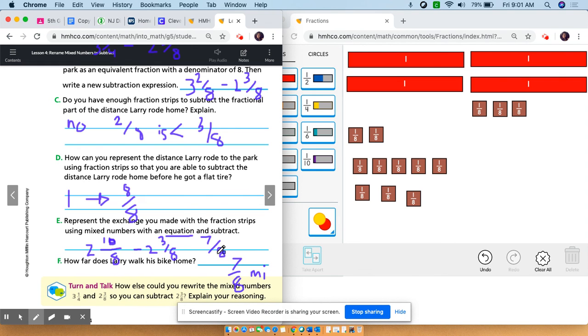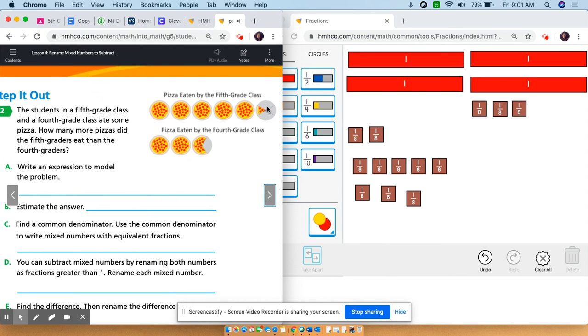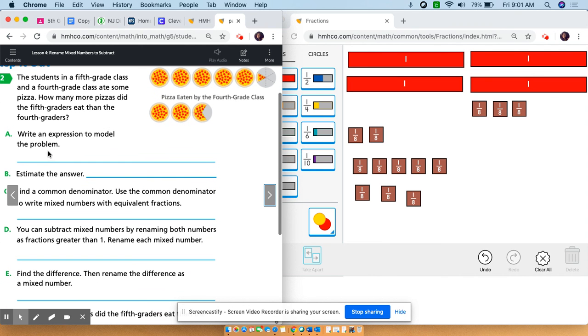All right. The next set of problems are pretty much the same as what we just did here with Larry. I'm just going to flip over so you can see them. Here we're doing the same thing. Students eating pizza. So this is 5th graders eating pizza. These are 4th graders eating pizza. It wants to know, write an expression to model this problem that's happening here.